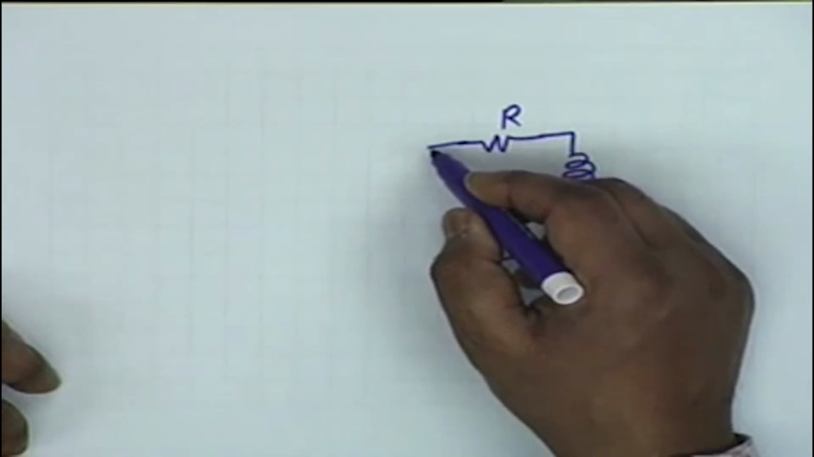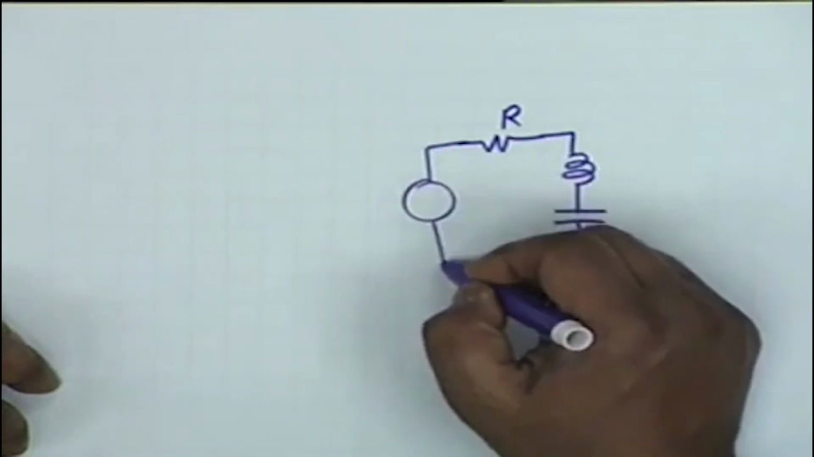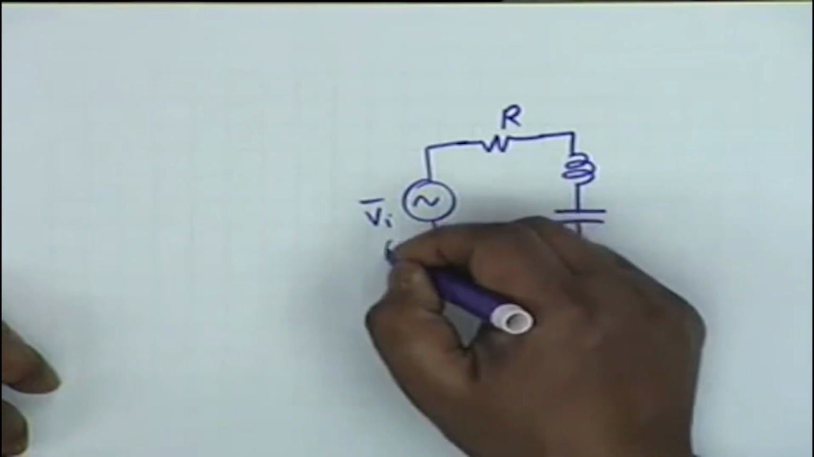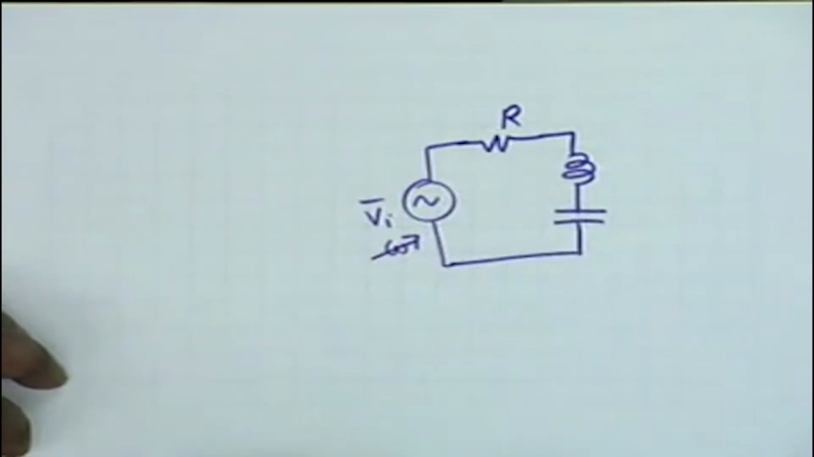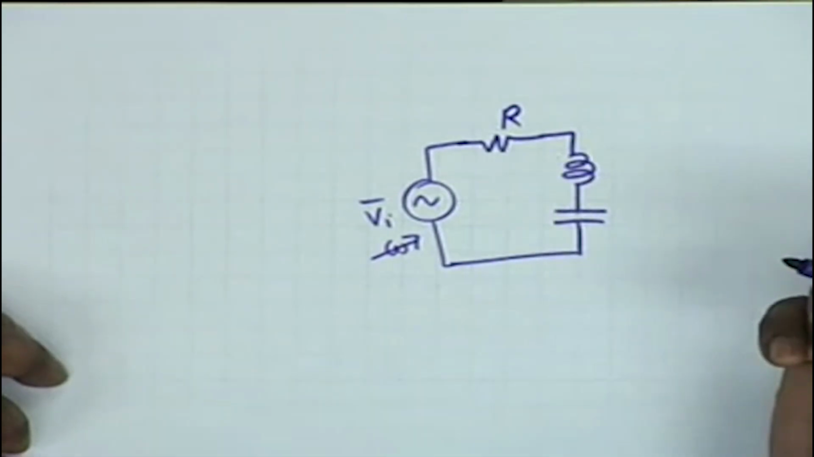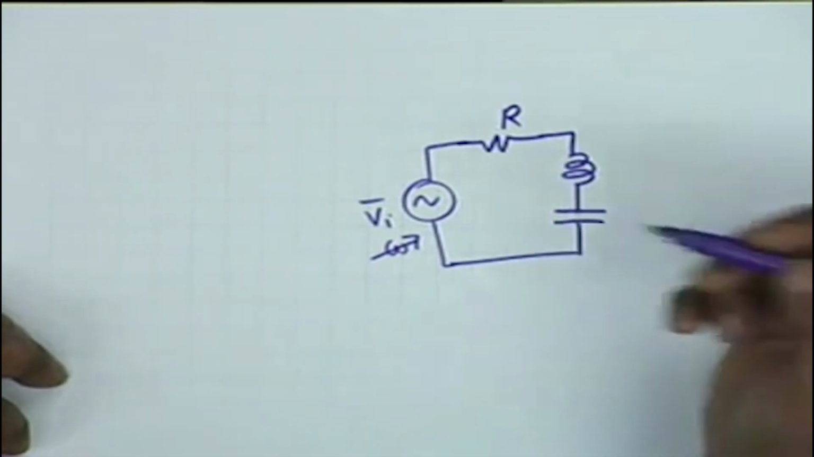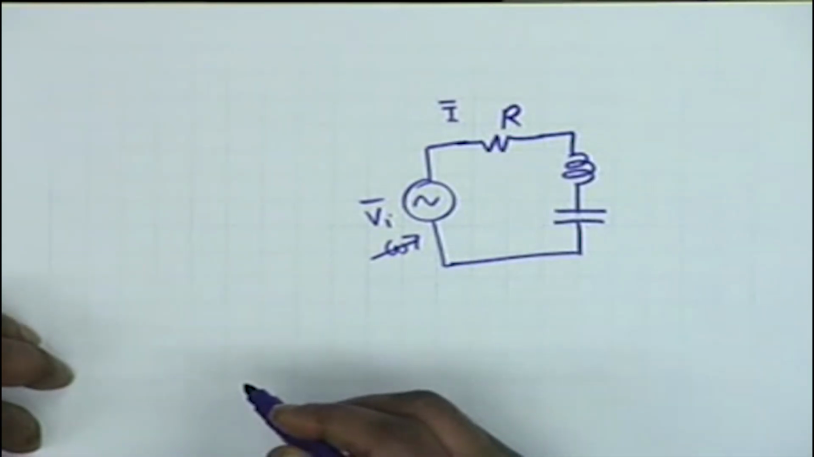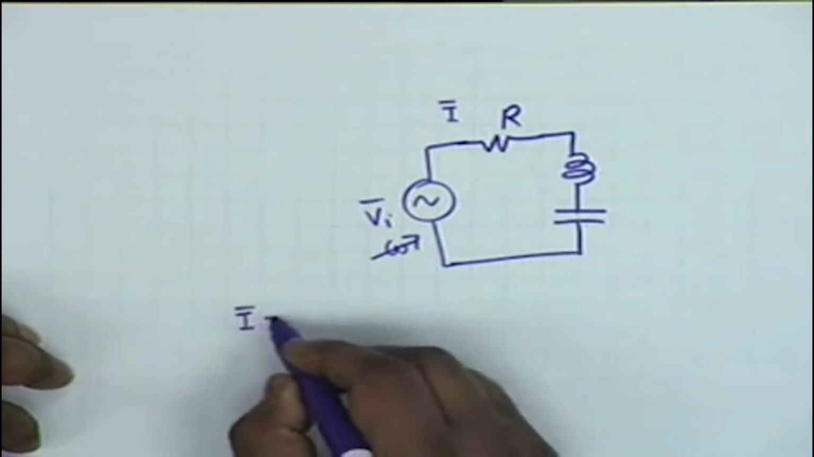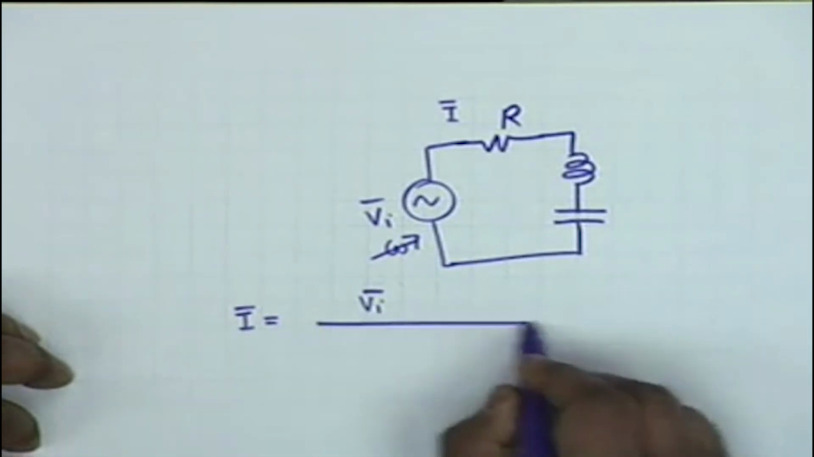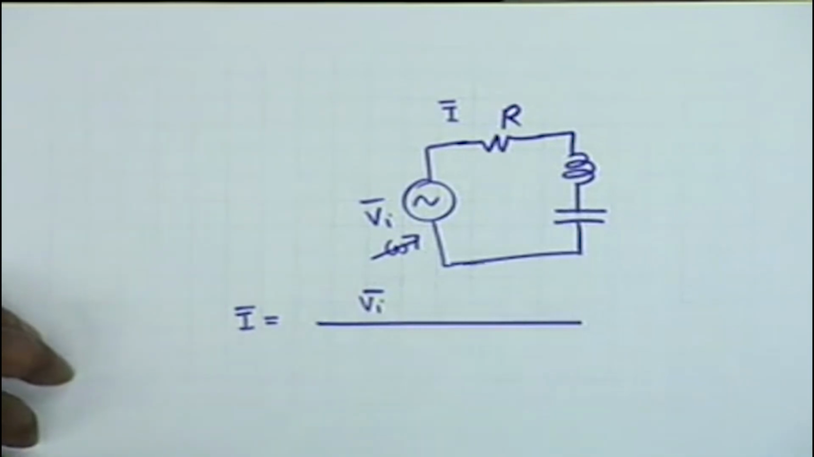All right. Now let us look at the steady state response of this circuit to, let us say, a sinusoidal source. Suppose you have a source Vi whose frequency is variable. We wish to find out how this circuit responds to various frequencies, and suppose what we wish to find out is the current response.